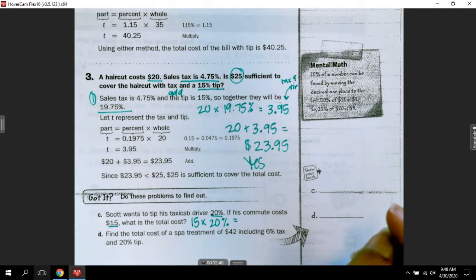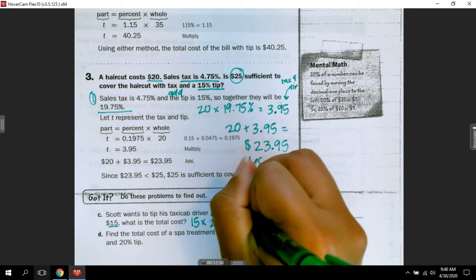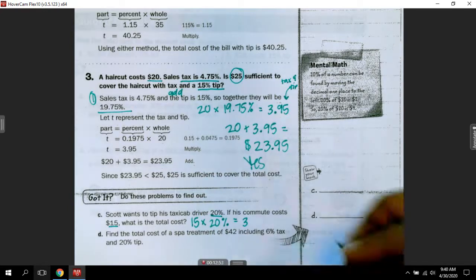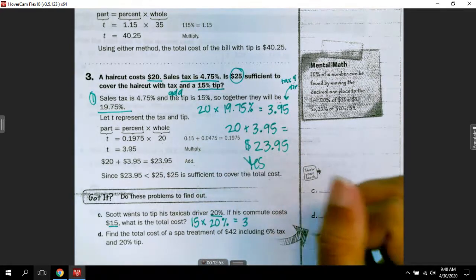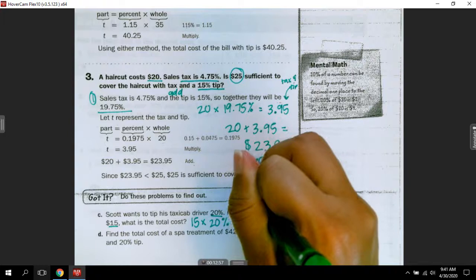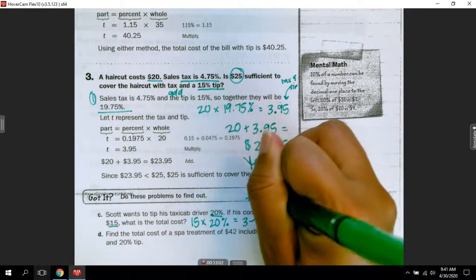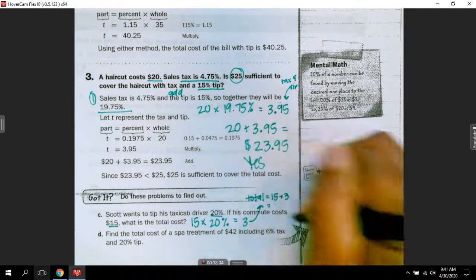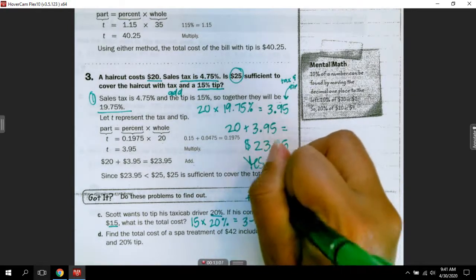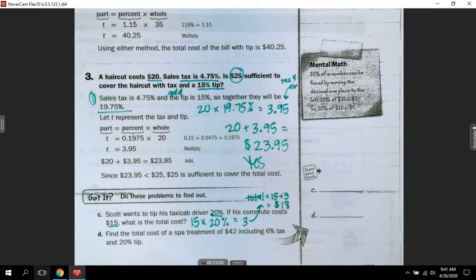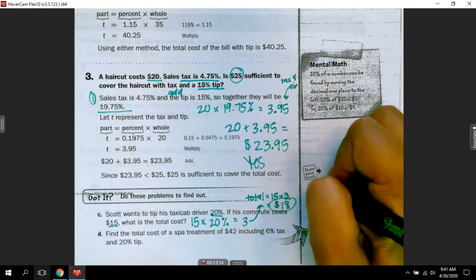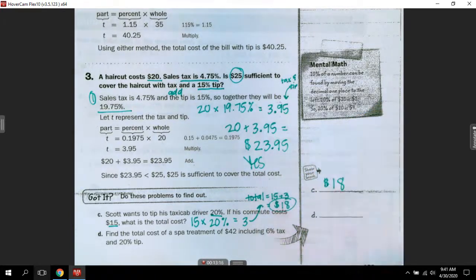gives you 3. Okay. So then the total is going to be that 15 plus 3, which is $18. Remember that dollar sign. Okay. So how much is he paying the taxi cab driver? He's paying him $18 total. So that taxi cab driver is getting $3 extra for driving him around.